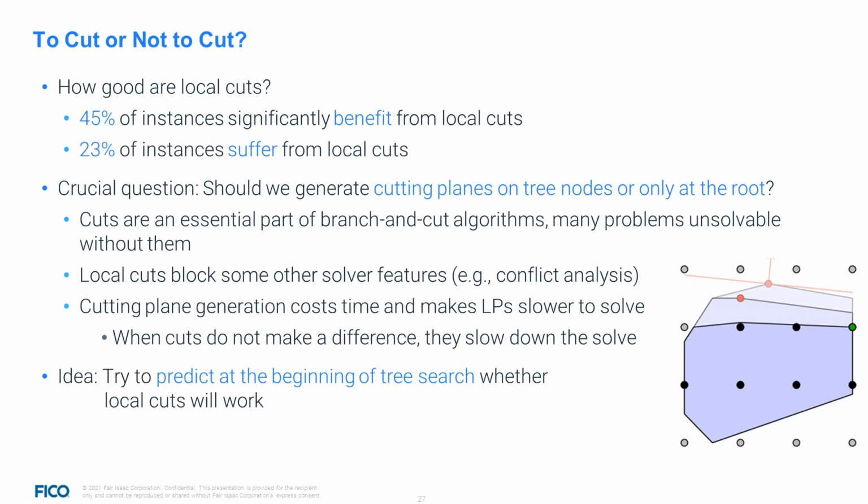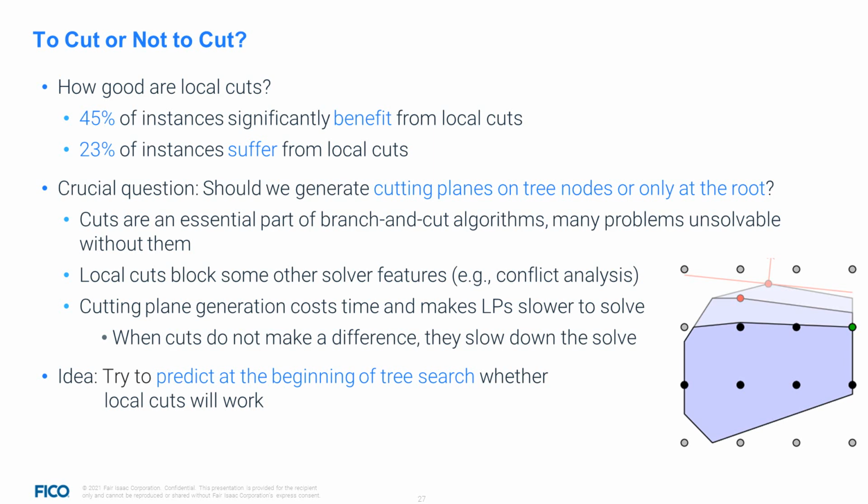But if you look a bit into the details, you will actually find that it's only about half of the instances for which this is really the better choice. For almost a quarter, this generation of local cuts hurts performance of the solver, and for the others, it doesn't really matter. This means that for every instance, we should ask ourselves whether we really want to generate cuts for it during the search or not. This is a crucial question because, indeed, cutting planes represent an essential component of the branch and cut algorithm, and without them, the solve could be unsuccessful in many cases. On the other side, however, the use of cutting planes at internal nodes blocks some other solver features, such as conflict analysis.